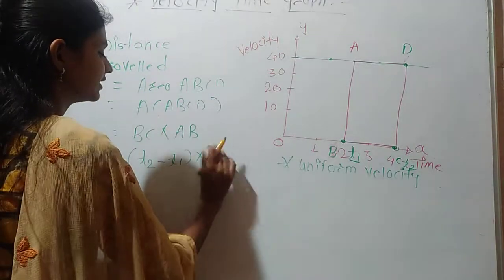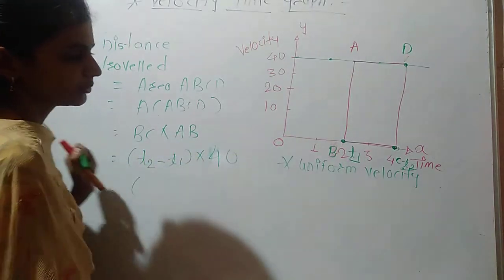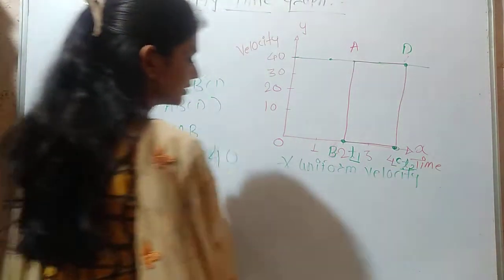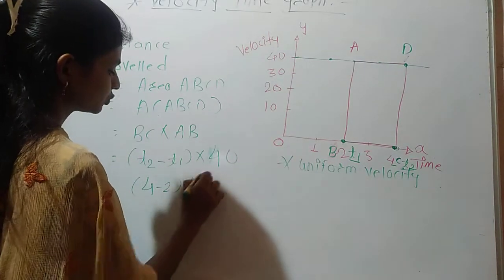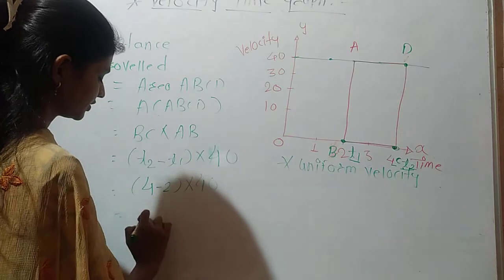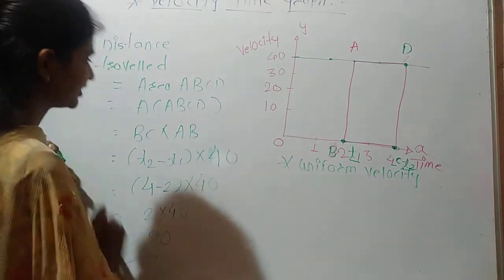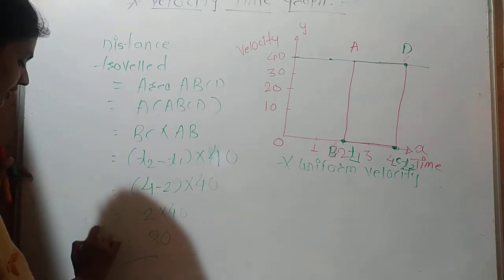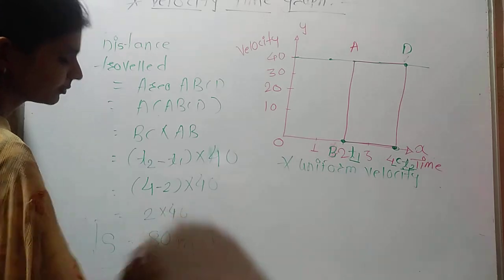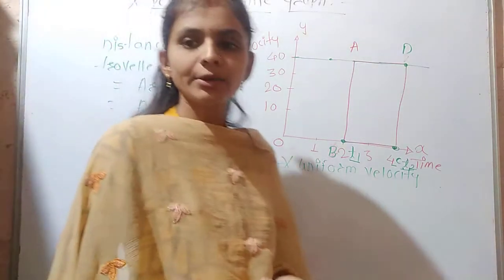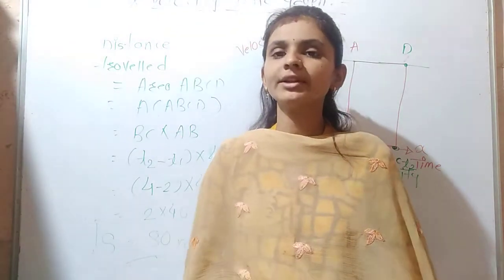So here you can see the value of T2 is 4 and the value of T1 is 2. So 4 minus 2 multiplied by 40. So 2 multiplied by 40 is equal to 80. So the total distance is 80 meter. By using this formula, everywhere we can find out the total distance covered by the object.